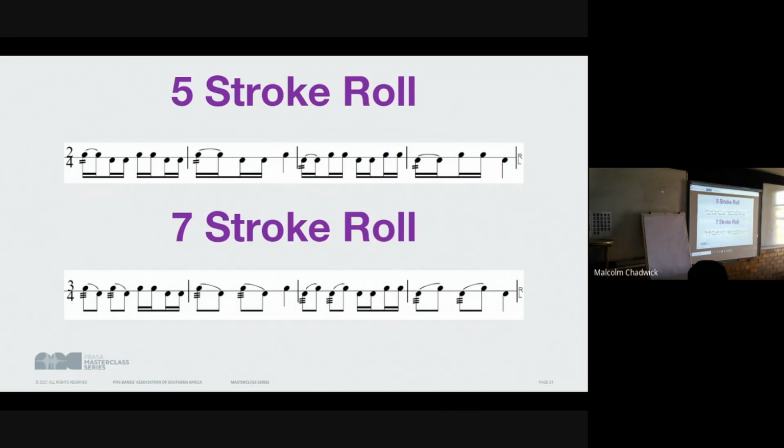Here we have the 7 stroke rolls. In a similar exercise, you have buzz, buzz, tap, tap, tap, tap, buzz, buzz, tap, and so on. Okay, let's give it a try. Cool, yeah, so same thing as the 5 stroke roll rudiment. It's not too difficult, but you can push the tempo if you want to make it a bit more difficult.